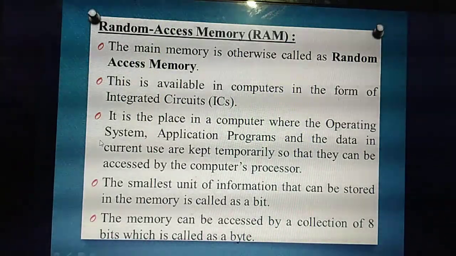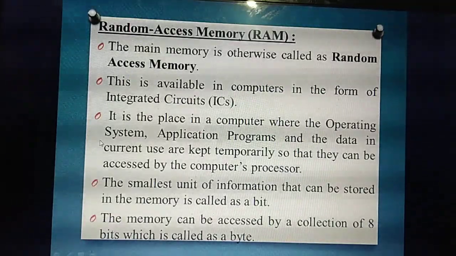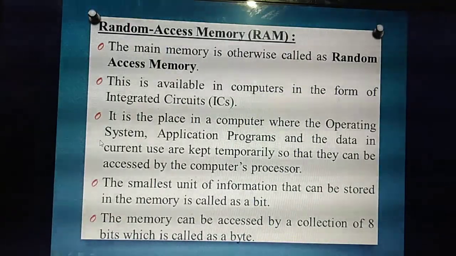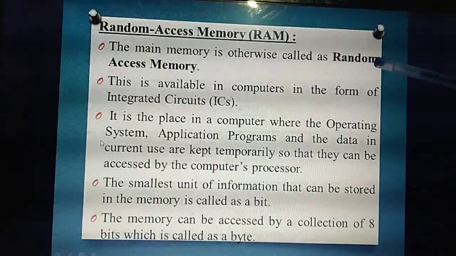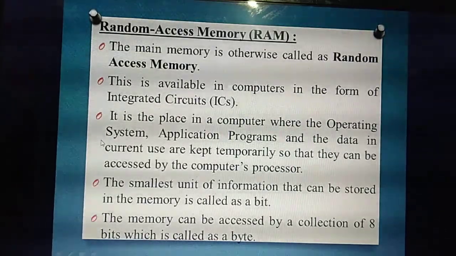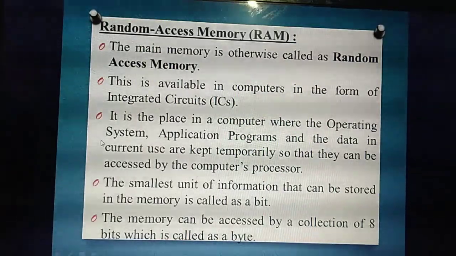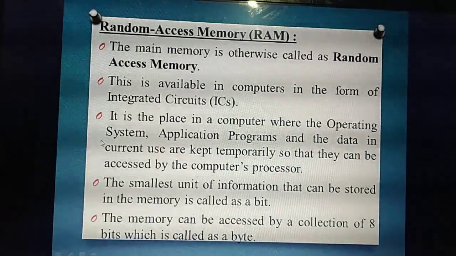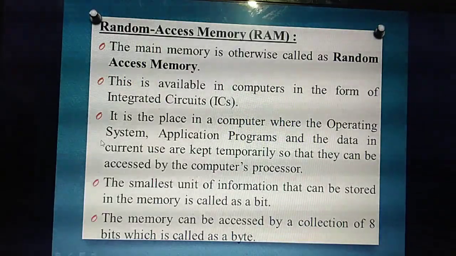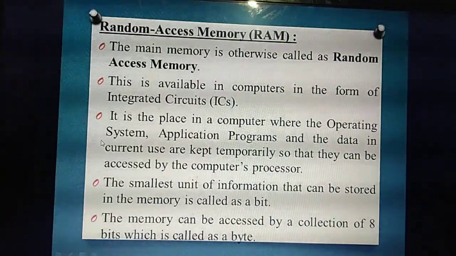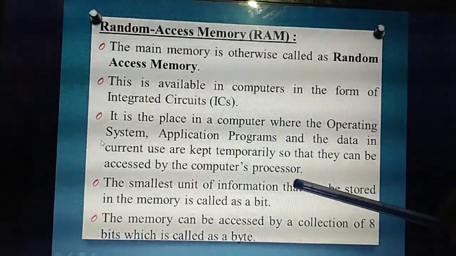RAM, random access memory. Understand what you mean by random access memory? The main memory subunit is called RAM. Here this RAM is made in the form of an integrated circuit. It is a temporary storage device. All the things you are storing temporarily are present inside the RAM. Okay. This is important.